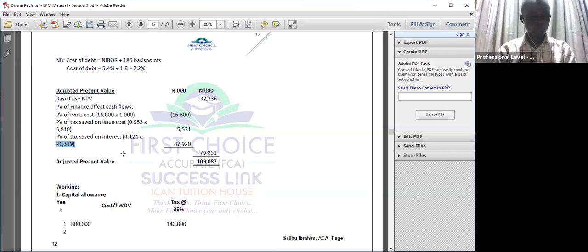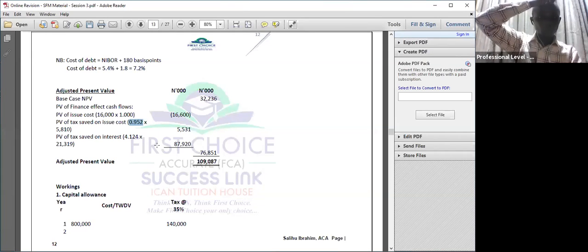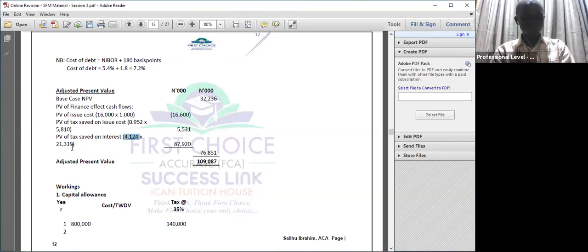I will have 5.075. Now, discount factor of year 1 is 0.952. I will now say this figure minus 0.952, then I have 4.124. This 4.124 represents discount factor of year 2 to 6. I have eliminated discount factor of year 1. The balance is discount factor of year 2 to 6. And when you multiply by 21,319, that gave us 87,920. Because it is a savings, it is going to be a positive figure. So you now take the net of this plus that, which gives us 76,851.